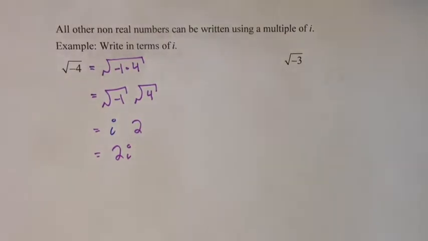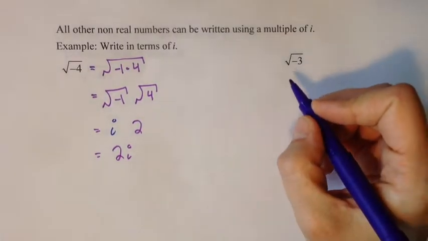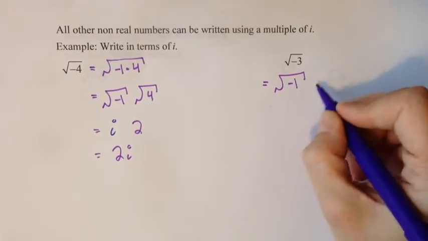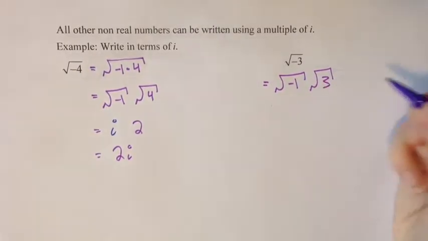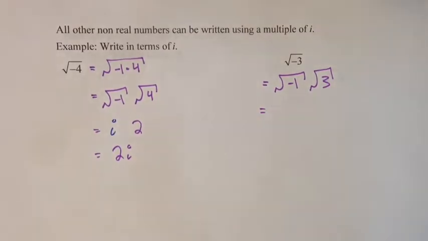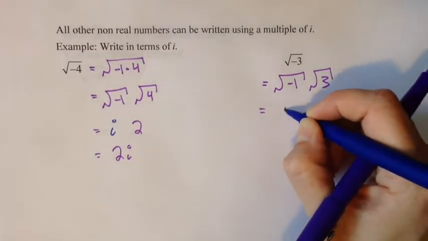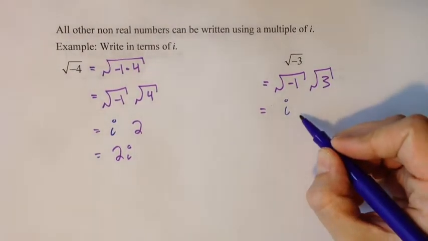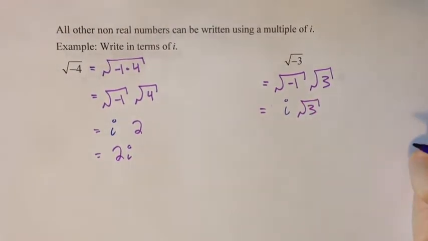I can do something really similar with the square root of negative 3. The square root of negative 3 is the same as the square root of negative 1 multiplied by the square root of 3. But that square root of negative 1 has a special name. It's i. And the square root of 3 isn't a nice number, so we'll just leave it in its exact form as the square root of 3.